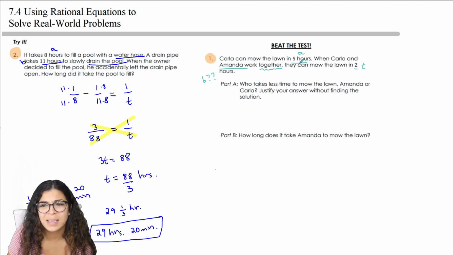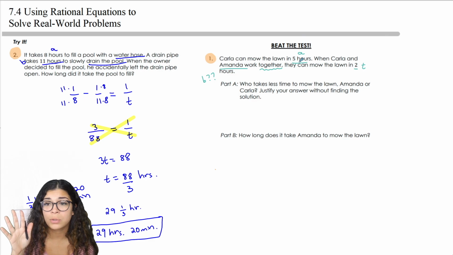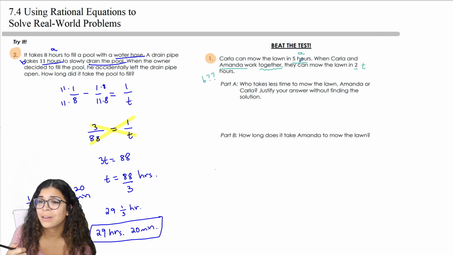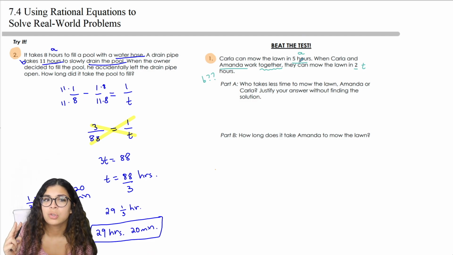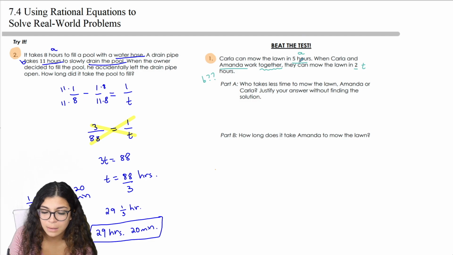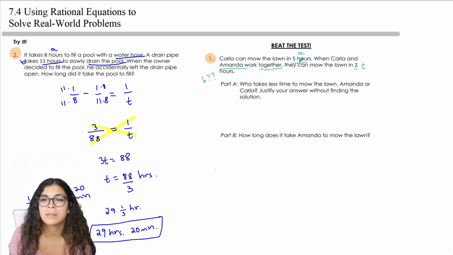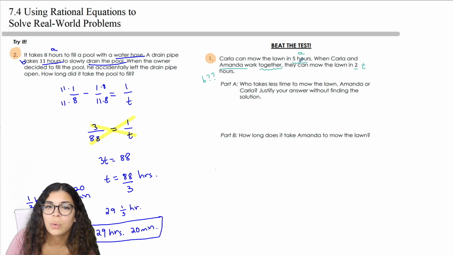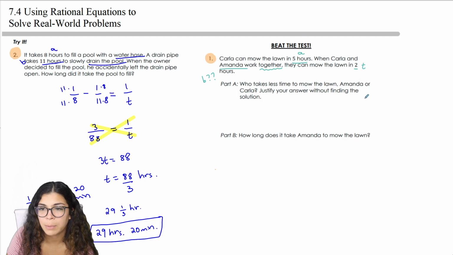Now notice that it takes Carla 5 hours to do this job. And if they work together, it takes them only 2 hours. So it takes Amanda significantly less time than Carla doing this job alone. The reason I know that is because the time that it takes them if they were to do it together is less. So who takes less time to mow the lawn, Amanda or Carla? It would be Amanda.